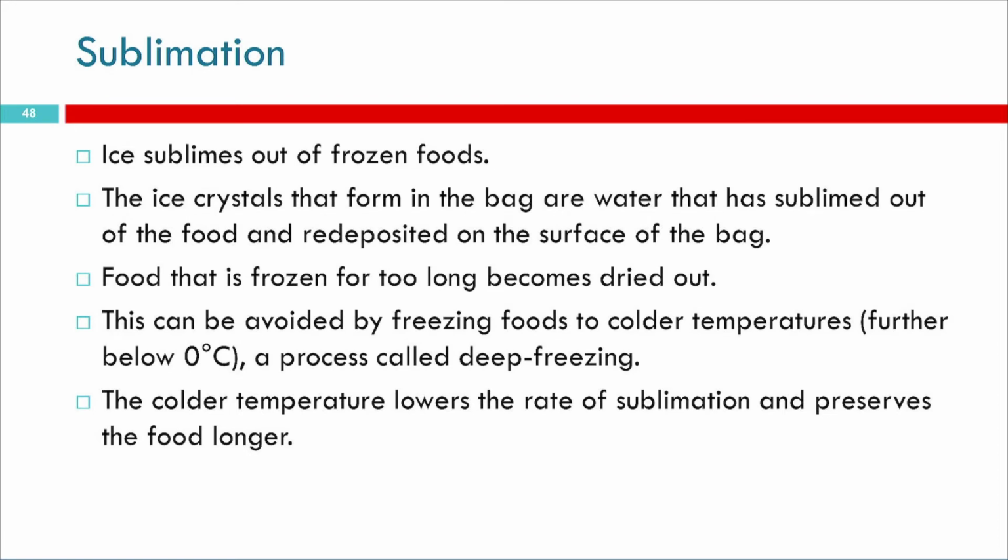Ice also sublimes out of frozen foods. The ice crystals that form in the bag are water that is sublimed out of the food and redeposited on the surface of the bag. Foods that are frozen for too long become dried out because of this sublimation process. You can deep freeze foods, taking them farther into colder temperatures, and you can avoid this sublimation problem and the drying out of food. The colder temperature lowers the rate of sublimation and keeps that food good longer.